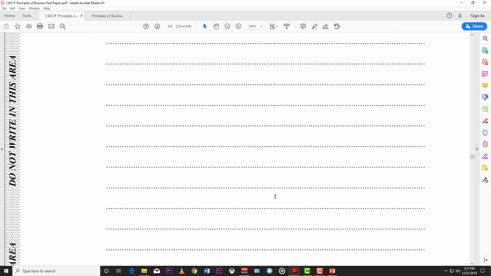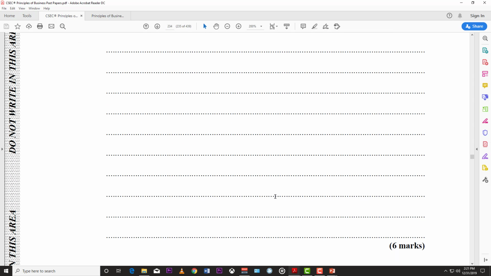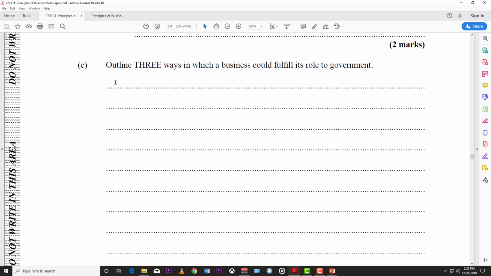And as you can see, it's 6 marks. So therefore, do not just list; take up the lines and fill them in. So it's 6 marks, 2 marks for each point. If you say taxes, you talk about paying the taxes on time, that government needs taxes to run the country, etc. So you talk about the importance of taxes to the country and the government. That's why the business should pay the taxes.